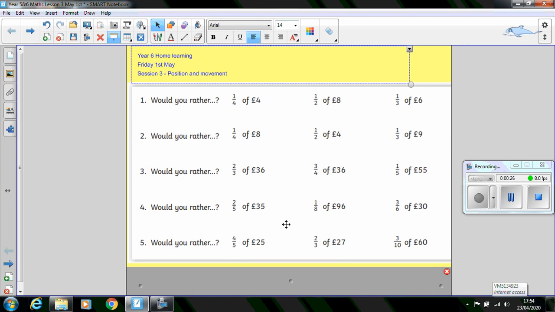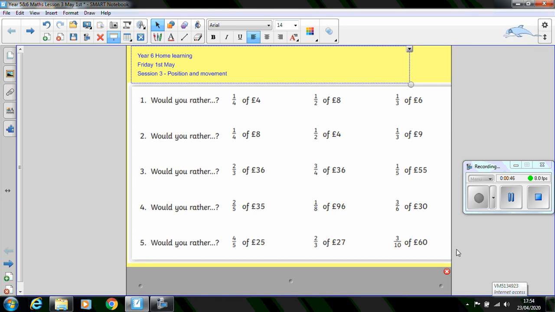Now remember, when we're finding fractions of amounts, we divide the amount that we want to find, such as 35 in this case, by the denominator. So we start with 35 divided by 5, which gives us 7, and we multiply that 7 by the numerator, which in this case is 2, and that gives us an answer of 14.